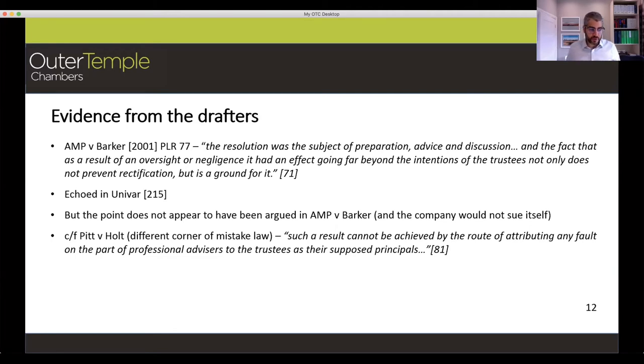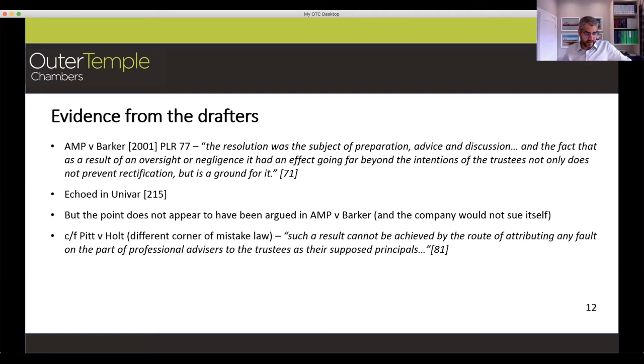Now, there is some logic to doing that for sure, partially in law, in terms of a well-known first instance refrain, of negligence is no bar to rectification. That's up there in the first bullet point on the slide, because I think when you look closely at that proposition, you do start to realize it's never really been properly reasoned by a court in a pensions case. It comes originally from the judgment of Mr. Justice Lawrence Collins in AMP and Barker, 2001.